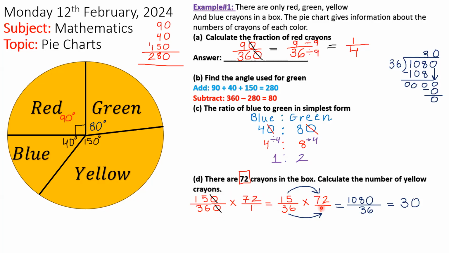So 15 times 72, we multiply that. 15 times 72 is going to be what? 1080, very good. And 36 times 1 is what? 36, very good. And so we divide 1080 by 36, and we get 30. So the number of crayons that was inside the box is going to be what? 30 crayons, very good.